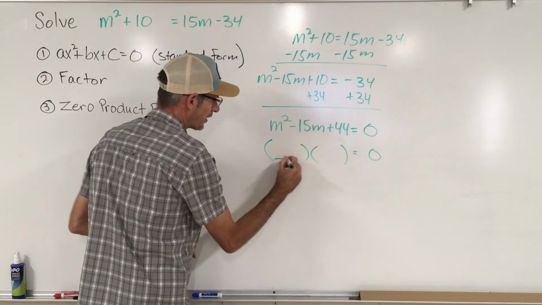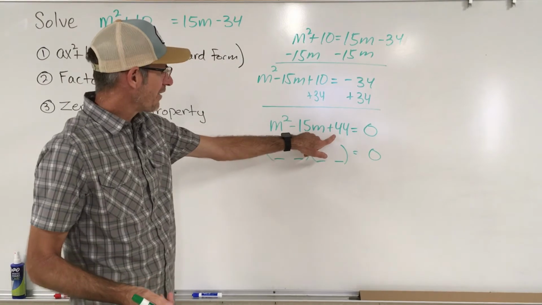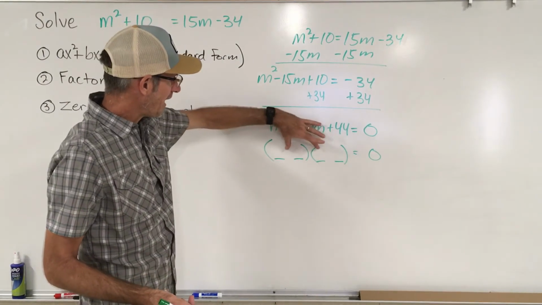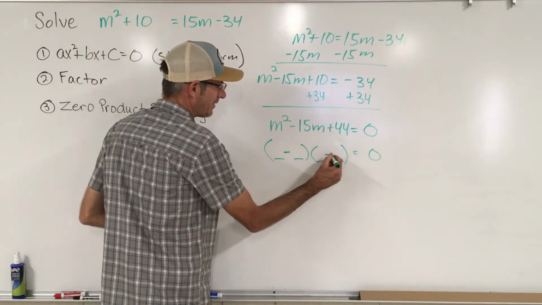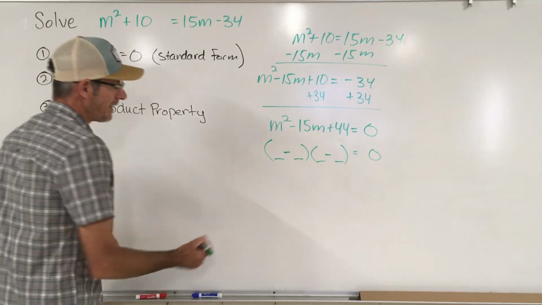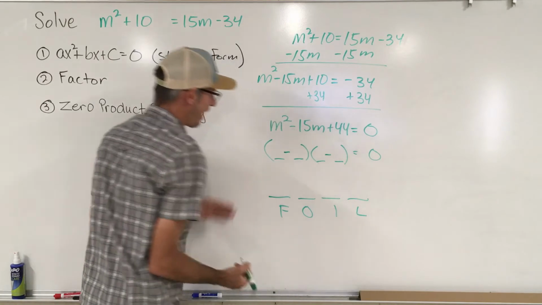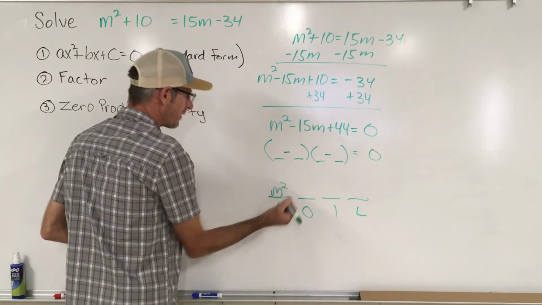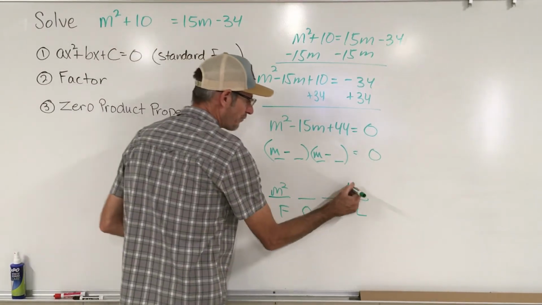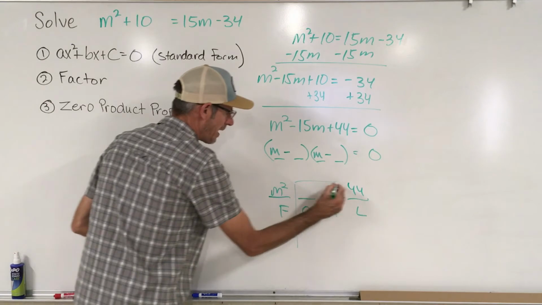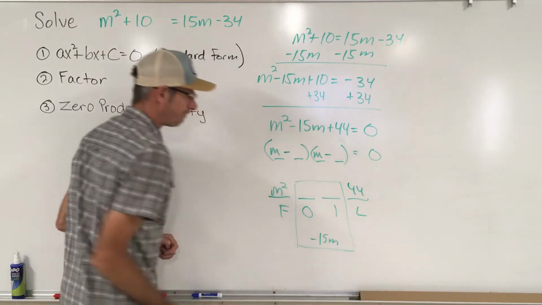In this case, we're still working with two binomials multiplied together. My c value is positive, so I know that my signs are going to be the same, and my b value is negative, so I know both of my signs are going to be negative. Now I've got reverse FOIL going on, and my first term is m squared, and the only way to get that is m times m. My last term is 44, and then my outers and my inners together need to add up to negative 15m.